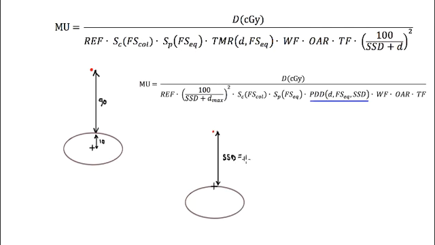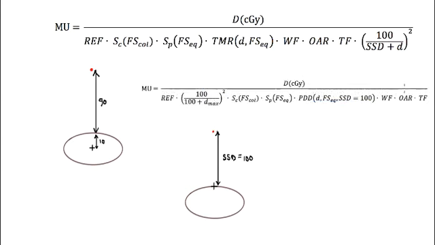So let's consider the case where this SSD is 100, because that is a common case. You often might commission or measure PDDs at an SSD of 100, and in that case, the formula reduces to this. So that's how you would do a PDD-based calculation.